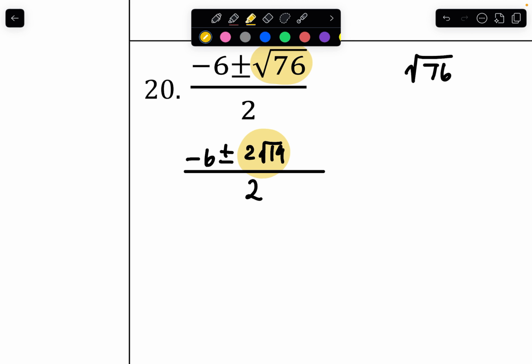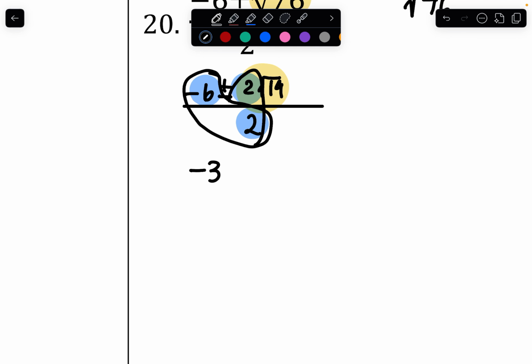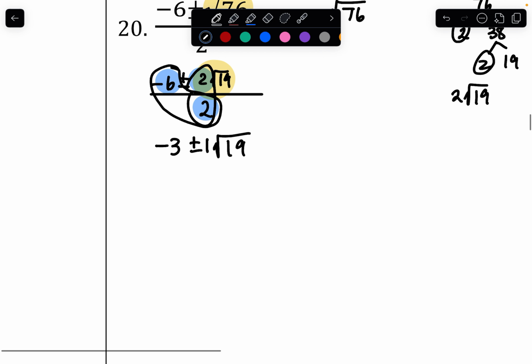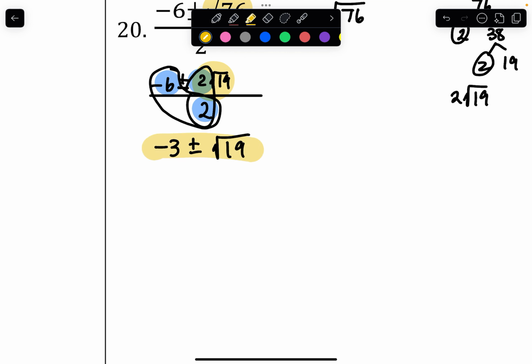Now, if you have numbers outside the radical, they can interact. So I've got a negative 6, I've got a 2, and a 2. Both of those are divisible by 2. And so negative 6 divided by 2 is negative 3. And then 2 over 2 is just 1. So we don't usually write the 1. It's not wrong if you do, it's just not simplified. And so typically you'll just see it as negative 3 plus or minus square root of 19 as the final answer.